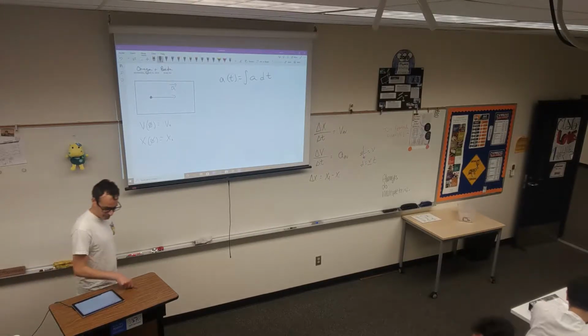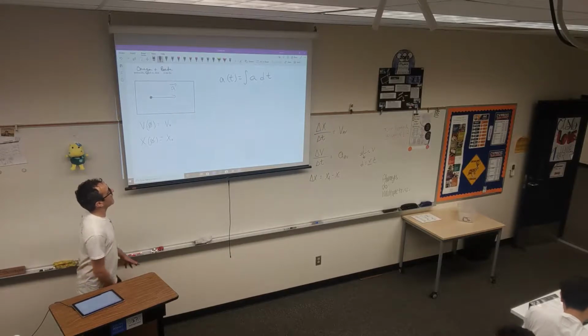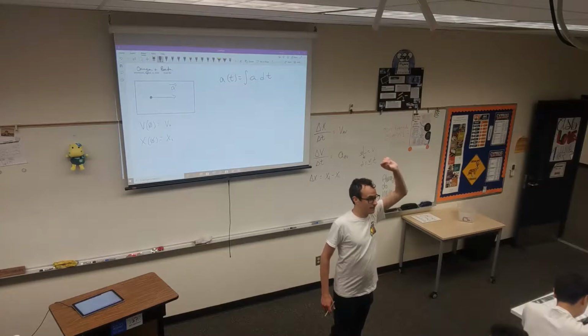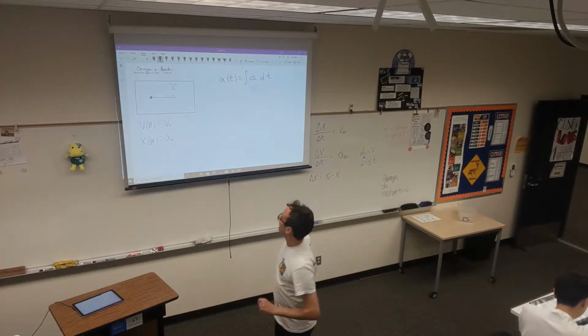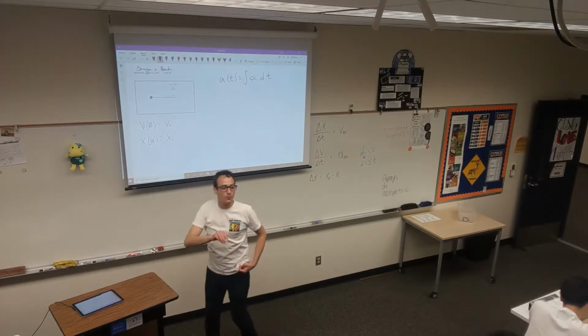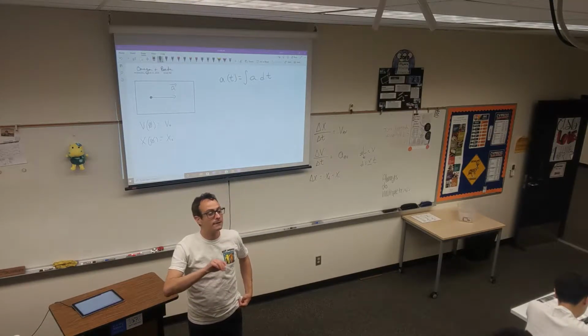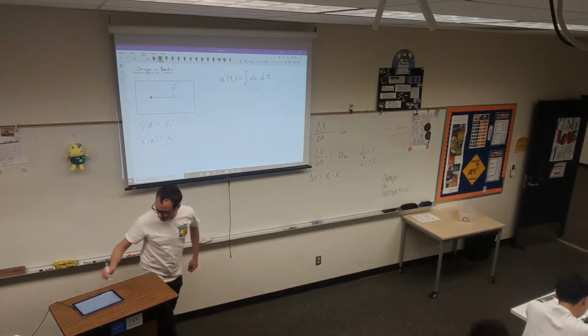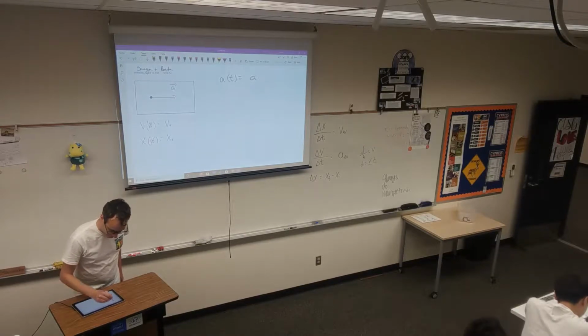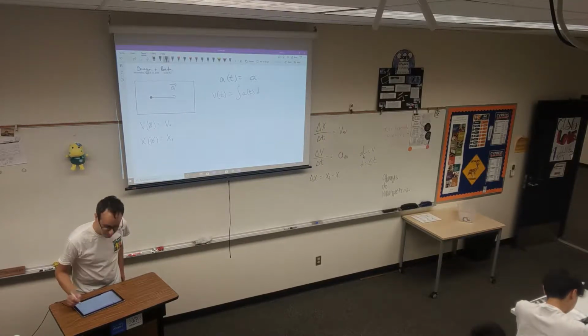Alright, so if we have something with constant acceleration, we can then take the integral to get what function? The velocity function, yeah. So if we take the integral, the velocity is the integral of the acceleration function dt.